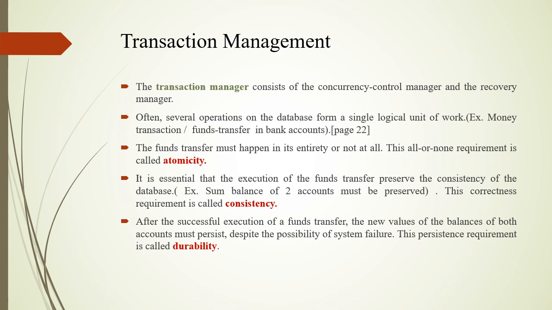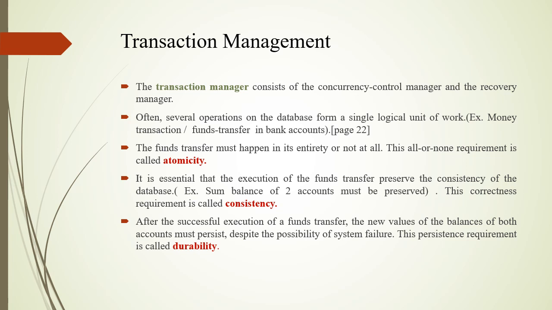So this should happen totally. That means in account A, what should remain? 4,500, and in account B, you should have 1,000 rupees. So if this transaction is correct, then it is called atomicity. That means the whole transaction should happen properly. That means the amount from A should go into account B, and account A should have 4,500 and account B should have 1,000 rupees. So this is called atomicity.